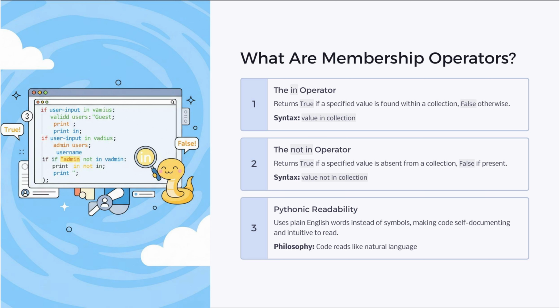Membership operators in Python, in and not in, enhance code readability. In checks if a value exists in a collection, returning true if found. Conversely, not in confirms absence, returning true if the value is missing. This syntax aligns with Python's philosophy of writing code that reads like natural language.